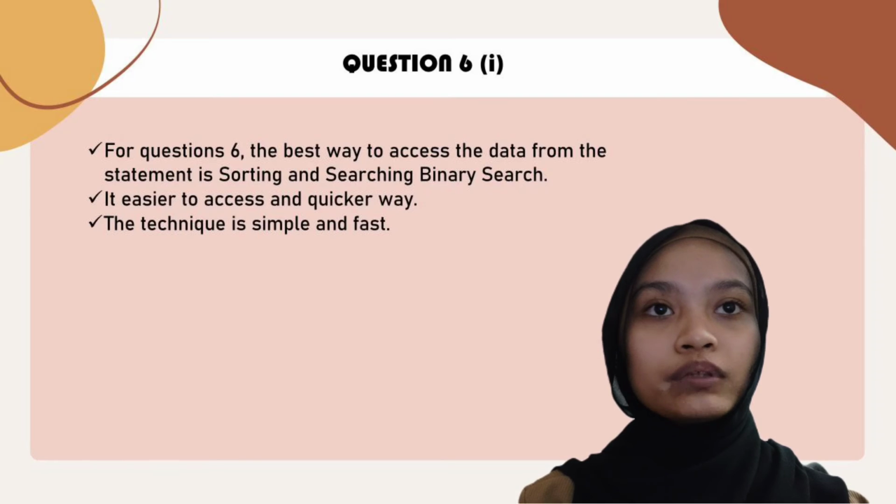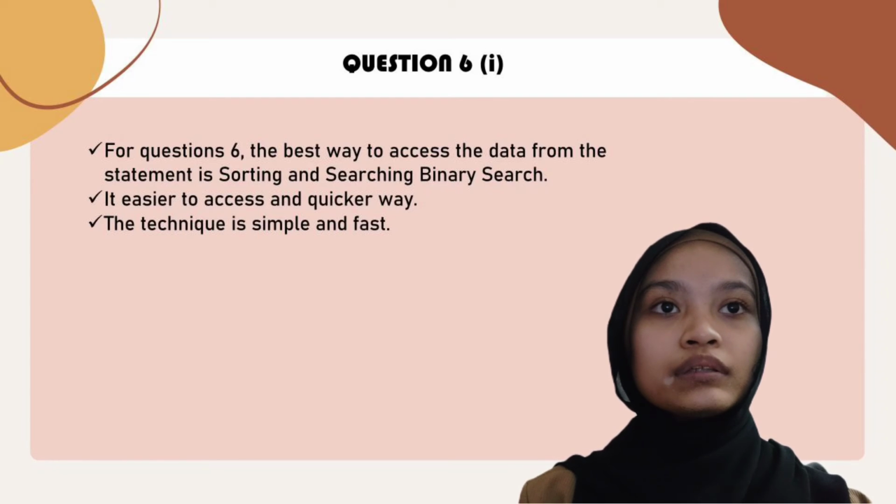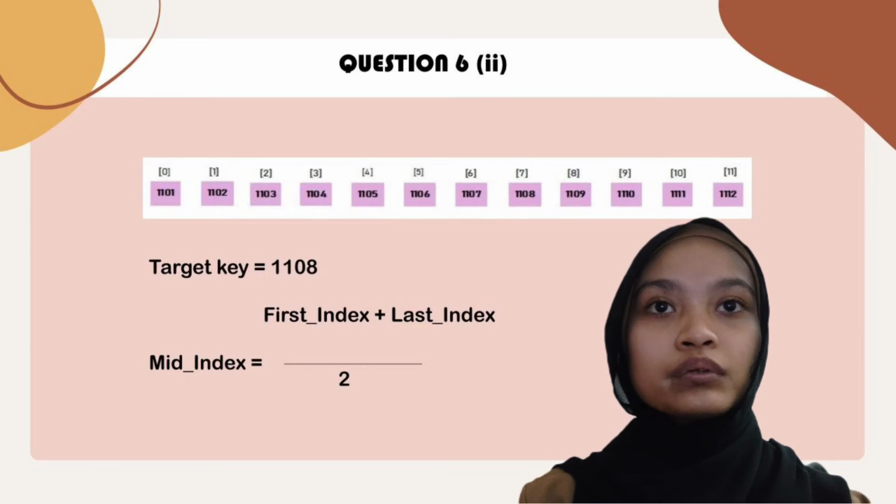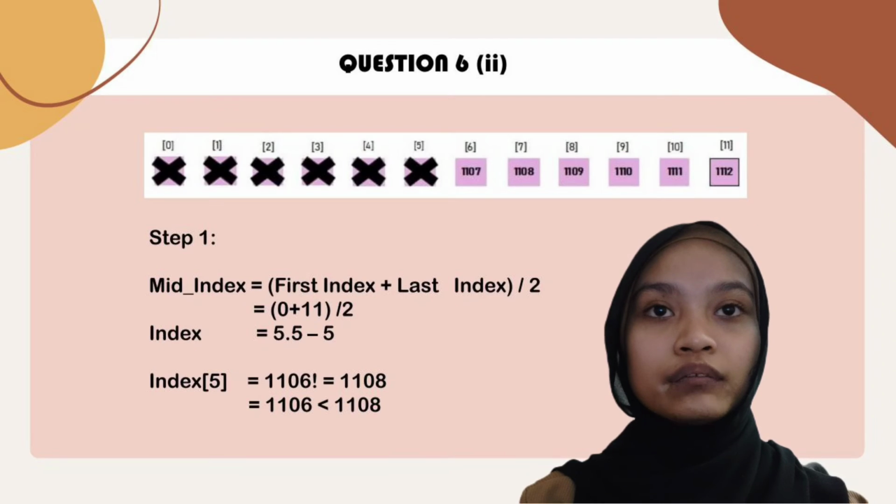In the searching topic, we use binary search. Binary search looks for an item in a list using the divide and conquer strategy. The target key is 1108. The way to calculate the mid index is the first index plus the second index divided by 2. For the first step, the first index is 0 and the second index is 11, divided by 2.